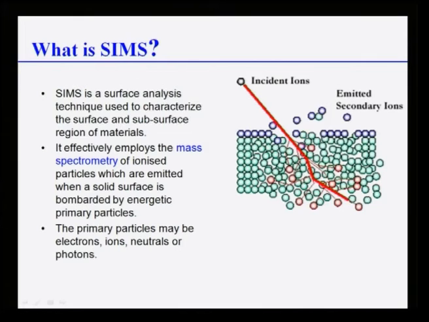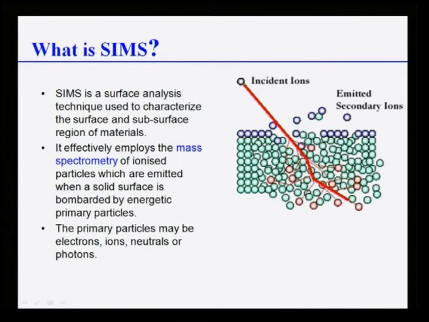Now, after giving a huge introduction about mass spectroscopy, let me get into the details of secondary ion mass spectroscopy. Although many things are similar, the things distinct in SIMS as compared to mass spectroscopy must be known to you very clearly. SIMS per se is a surface analysis technique. Remember this. Mass spectroscopy may not be a surface analysis technique. SIMS is specifically a surface analysis technique used to characterize the surface and subsurface regions of any material.